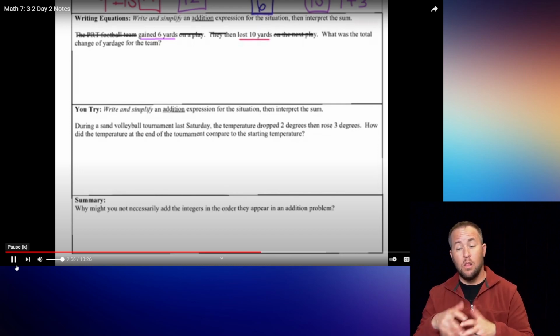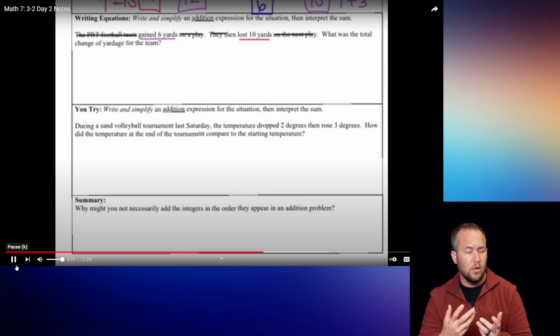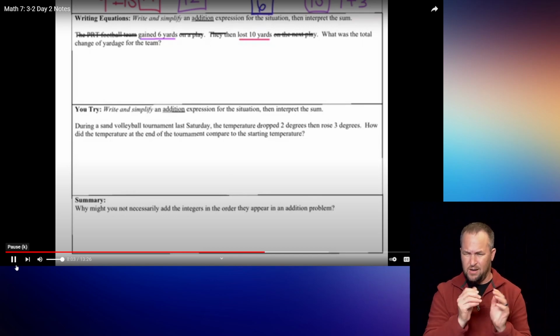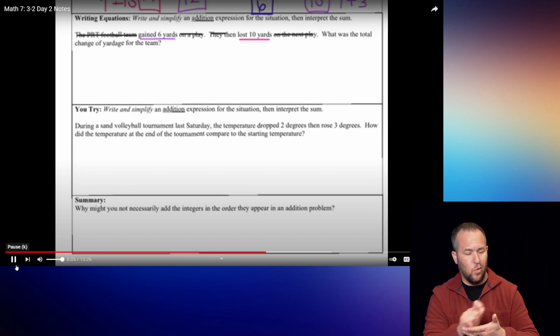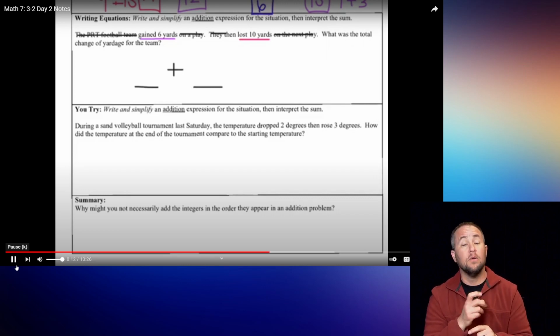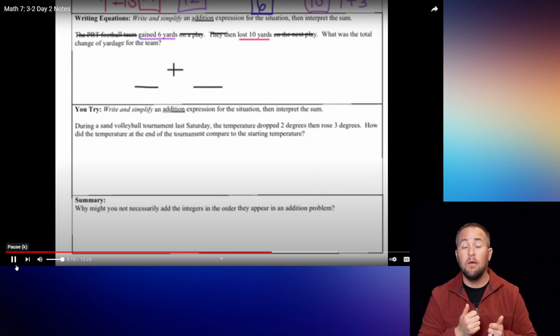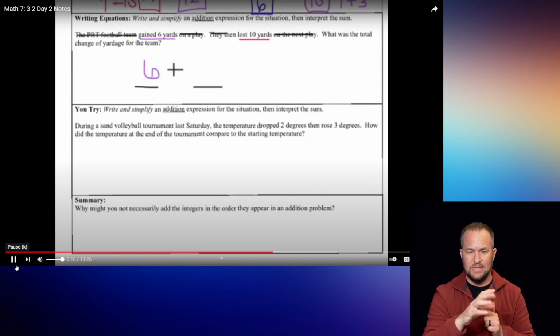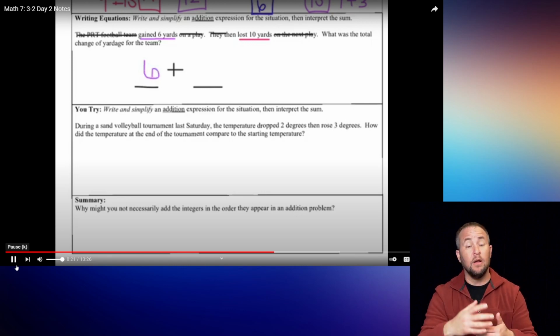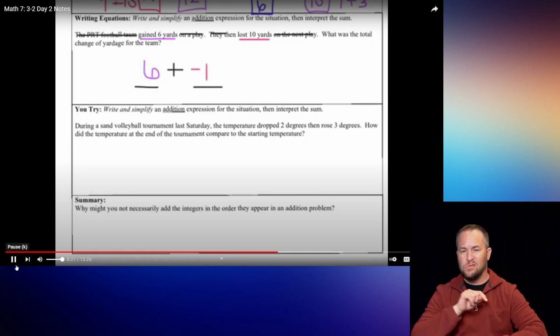So what was the total change of yardage for the team? So I know I'm trying to find the total. So whenever you're finding total, most of the time you're going to add the two things together. Also, it says write and simplify an addition expression. So I'm going to have two numbers and I'm going to add the two numbers together. So the first thing, if I'm gaining 6 yards, you got to determine if that's positive or negative. If I gain 6, that is going to be a positive number. So we gained 6 yards. Okay, then it says we lost 10. If you're losing money, you're going into negatives. Or if you're losing yardage, you're going backwards. So therefore, this right here is a -10.